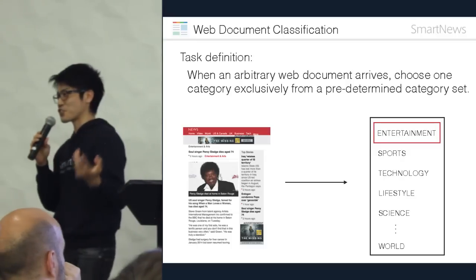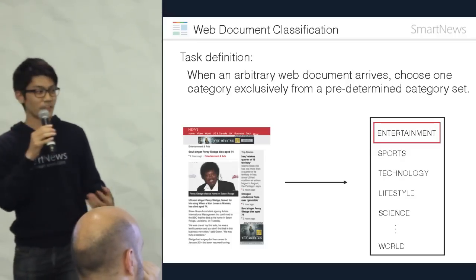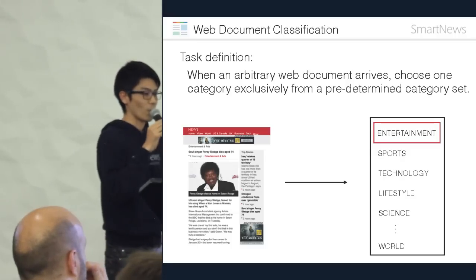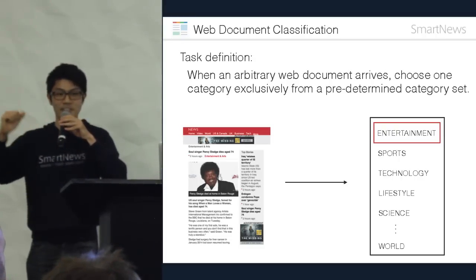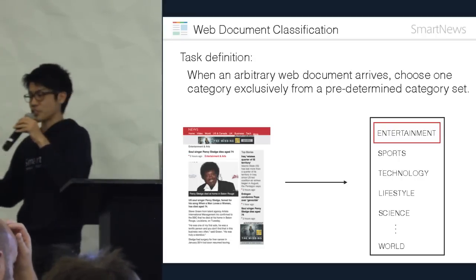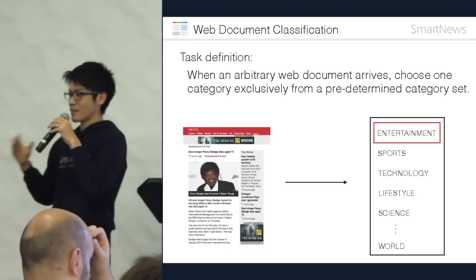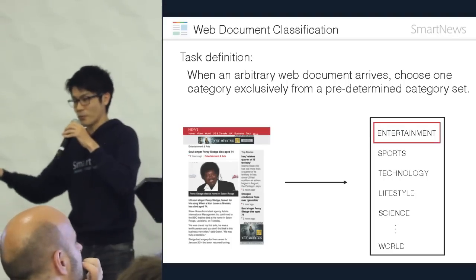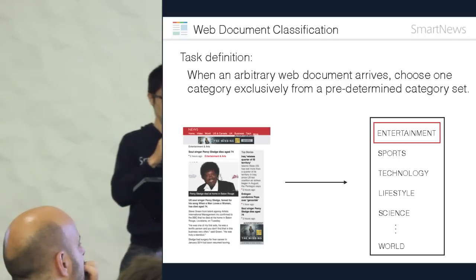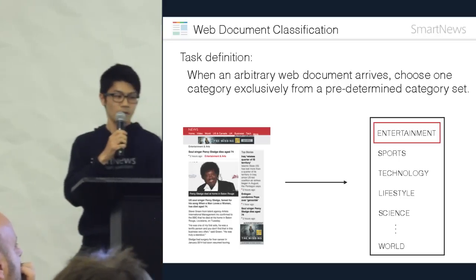The task definition of web document classification is very simple. When an arbitrary web document arrives, choose one category exclusively from a predetermined category set. Very simple, right? Choose one category for one web document. This is the topic.